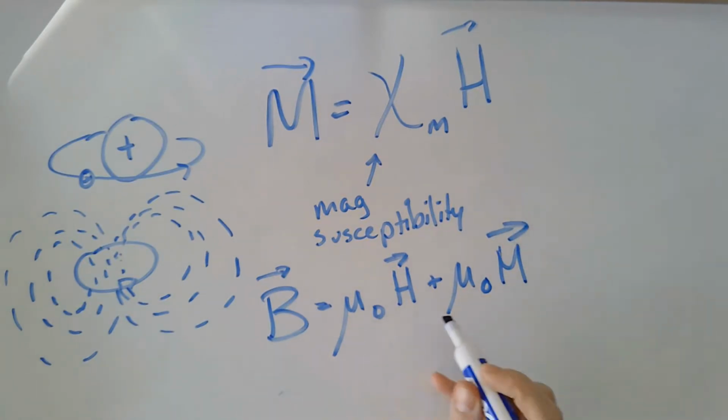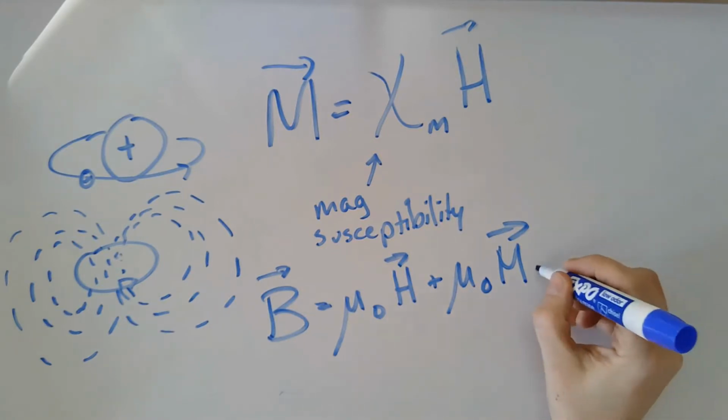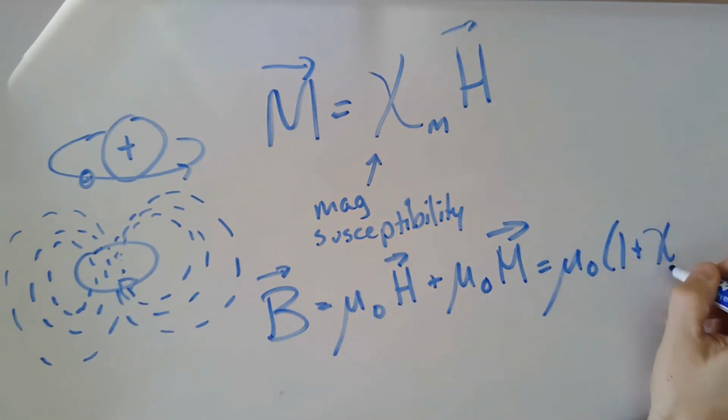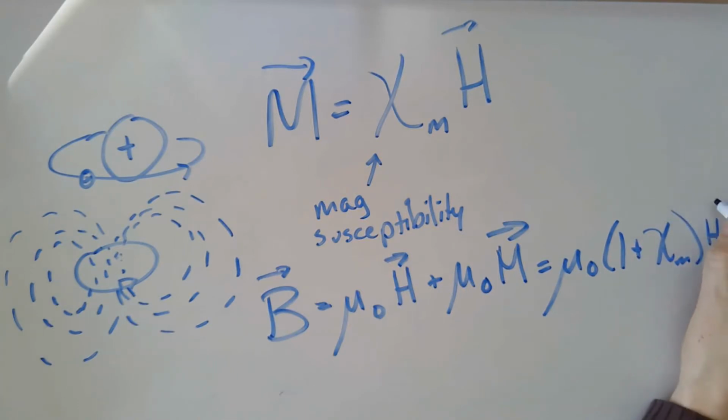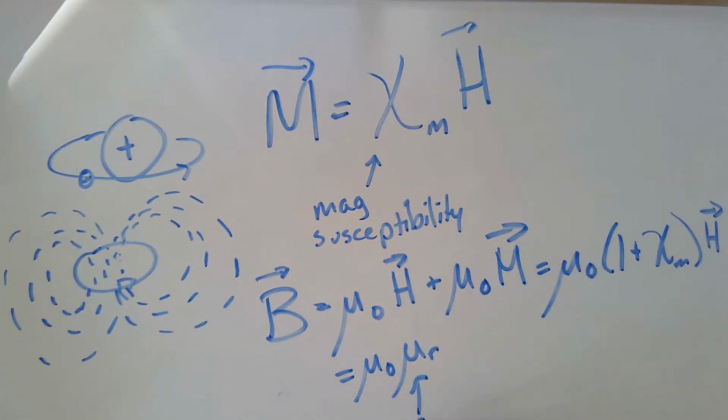So our magnetic flux density is increased by this thing. So then we have mu naught times (1 plus chi m) times H, which we usually write as mu naught times mu r, the relative permeability, times H.